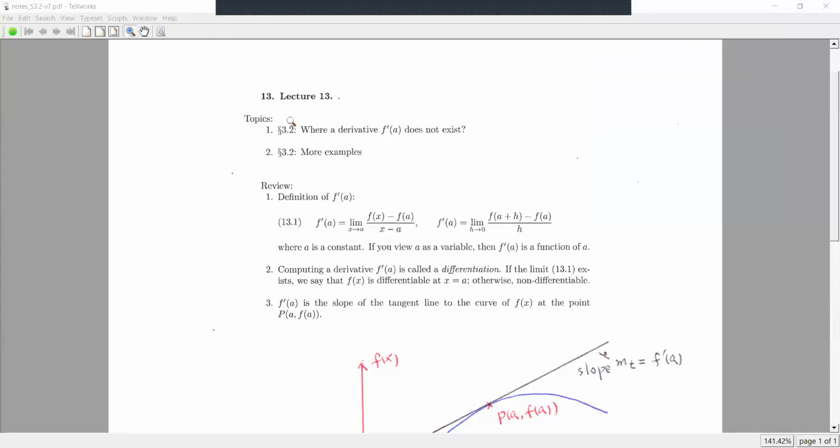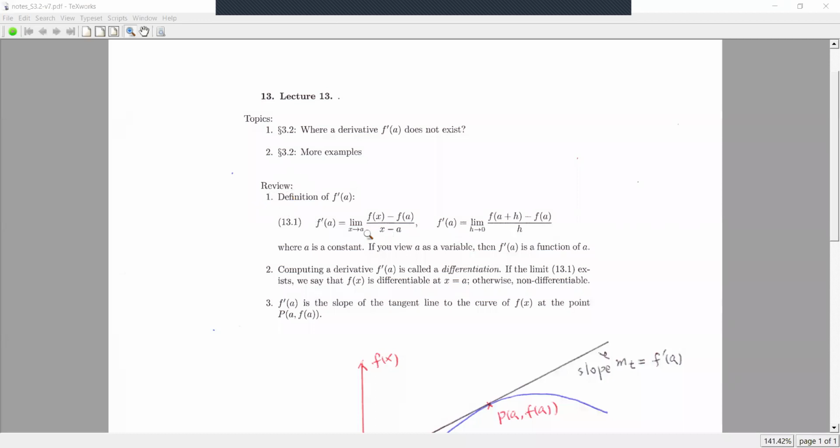Today, still section 3.2, two topics. Topic 1, for a function where a derivative doesn't exist. In this topic, I want to answer this question. Second topic, more examples. Have a review about what we have learned.